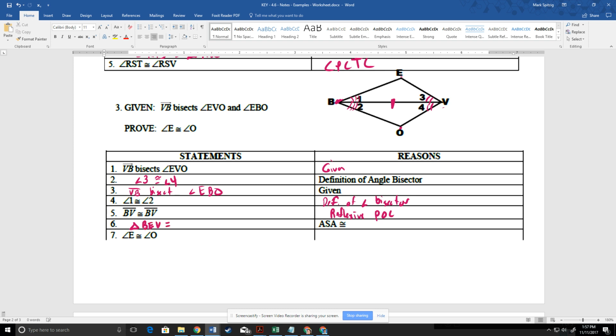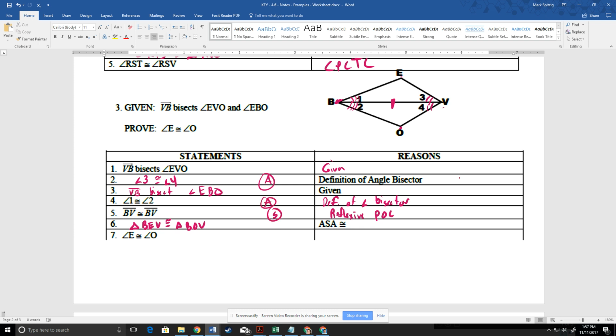But if I name the first one as BEV, then I should be corresponding. In other words, vertex B is going to be the same vertex B on the other one, and then it's going to go BOV. So BOV is going to be the triangle based on BEV. And finally, if we look, that was angle side angle. We have an angle here, an angle here being congruent, and an angle here being congruent.